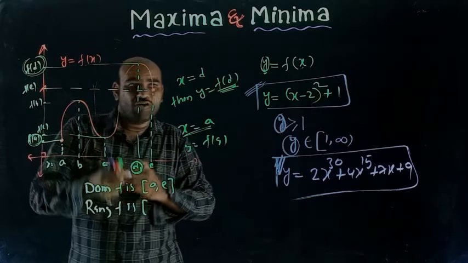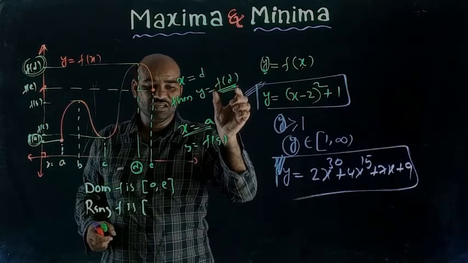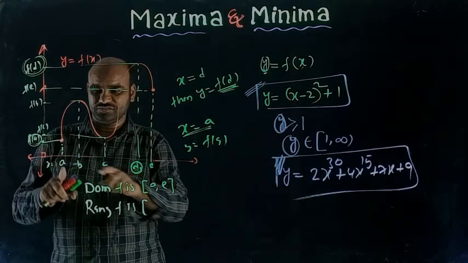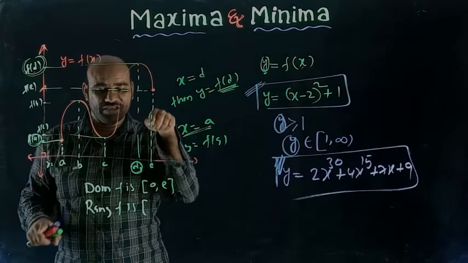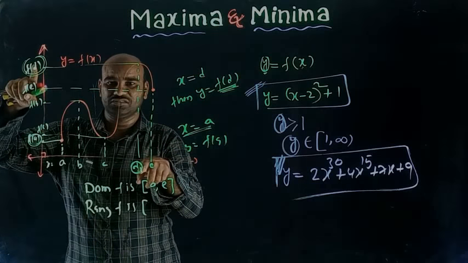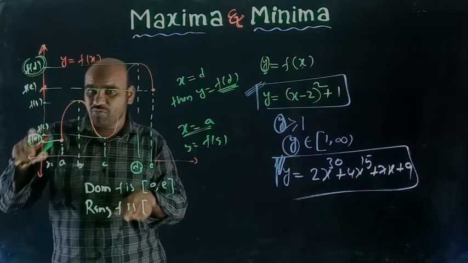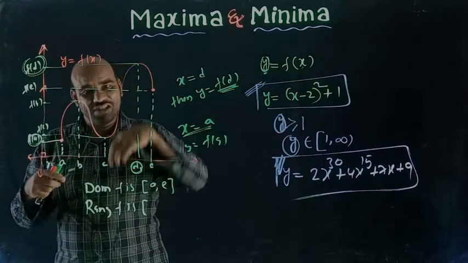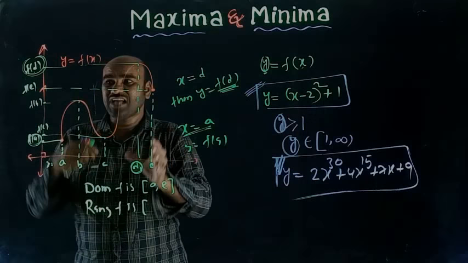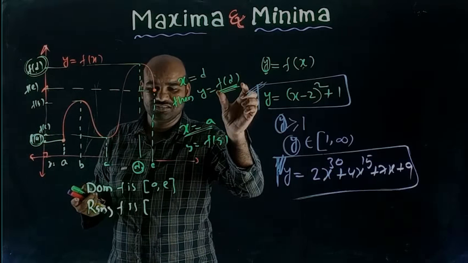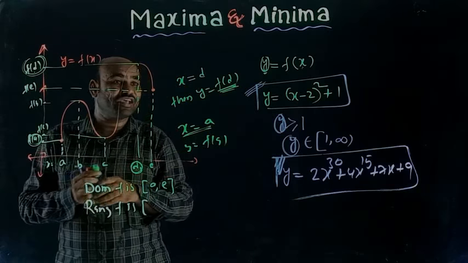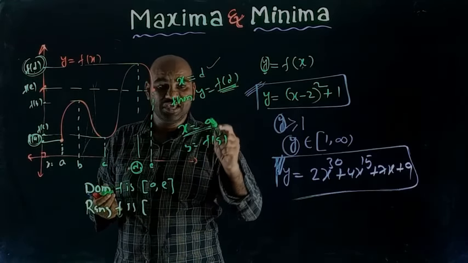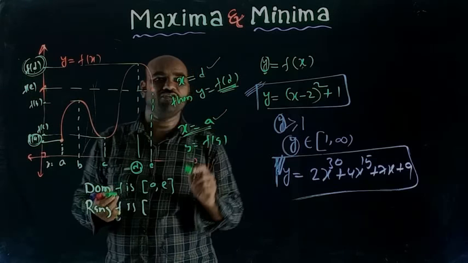The maximum output is f of d. The minimum output is f of a. If x equal to d, you are getting maximum output. If x is equal to a, you are getting minimum output. You take any value of x other than d, you won't get a maximum output other than f of d. That's why x equal to d gives maximum output, and x equal to a gives minimum output.